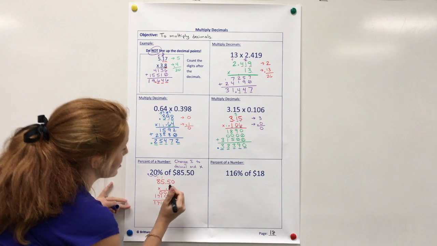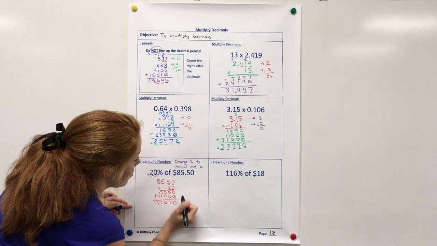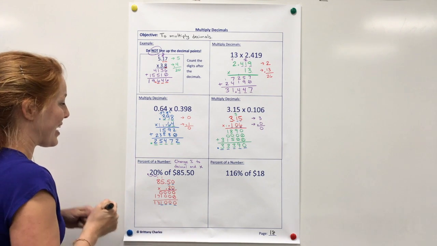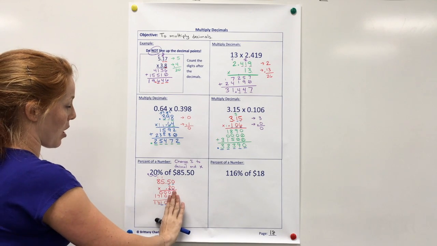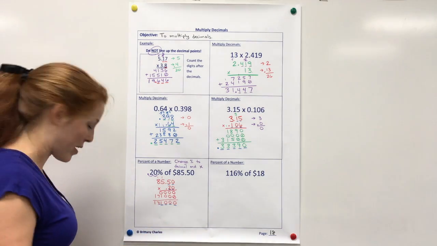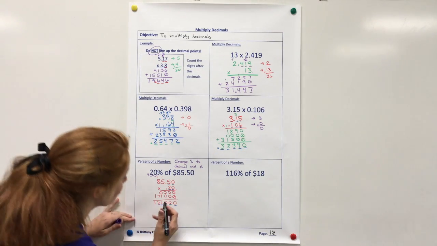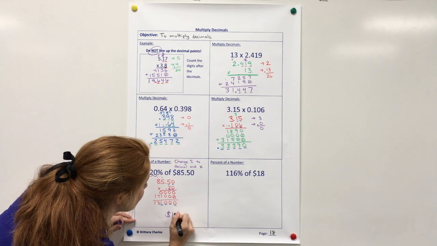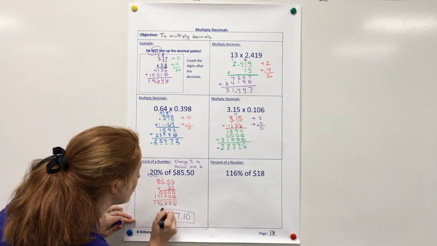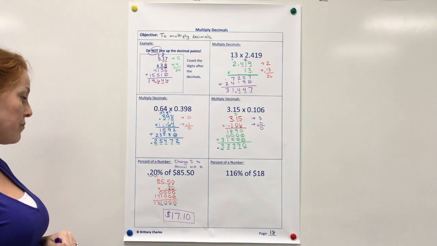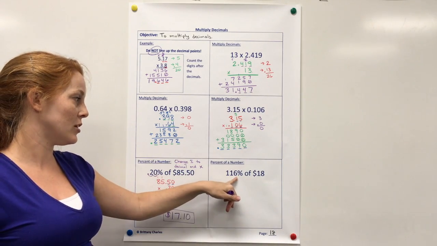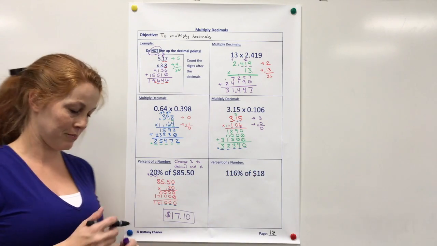Okay, let's count our digits. 1, 2, 3, 4. 1, 2, 3, 4. So the decimal goes there. And since I am talking about money, I'm going to just drop off so that it's only 2 digits after the decimal, because dropping off the zeros at the end doesn't matter anyway. So this would make $17.10 would equal 20% of $85.50. All right, so go ahead and try it on this one. Change the percent to a decimal and then multiply your two numbers.